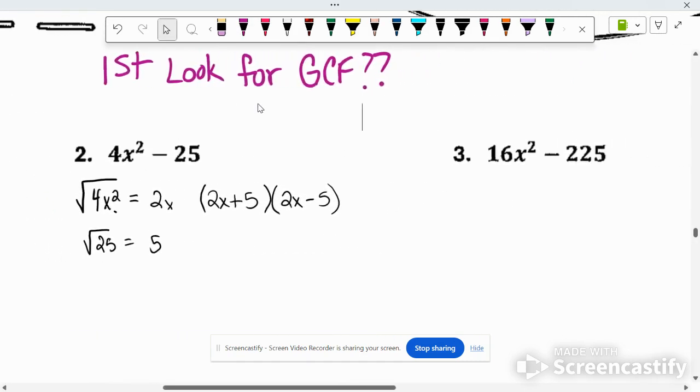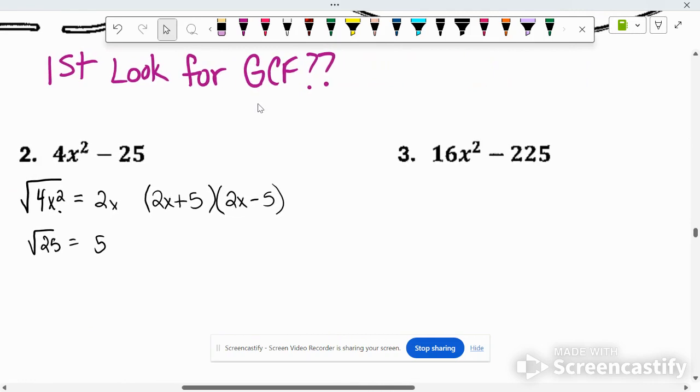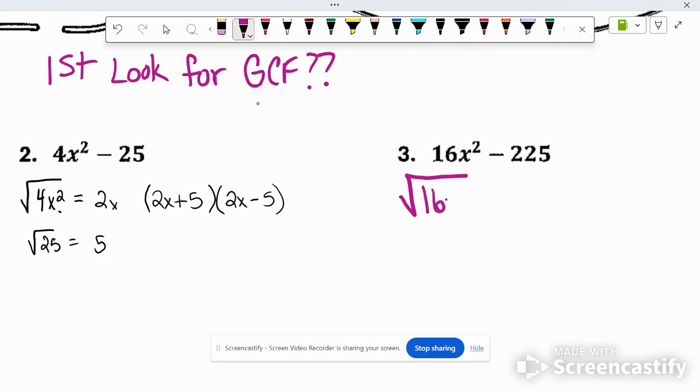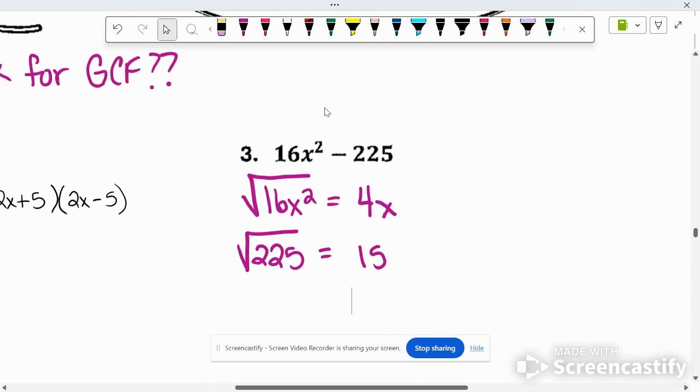So let's look at number 3. Look at your perfect squares list. I need to find the square root of 16x squared. Look at your chart. What's the square root of 16? 4. And what's the square root of x squared? X. Good job. Square root of 225? 15. Absolutely. What are my two binomials?